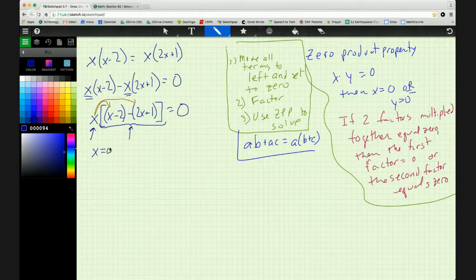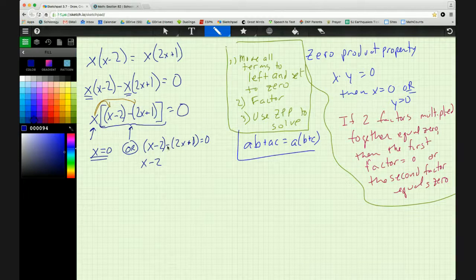x equals 0 or (x minus 2) minus (2x plus 1) equals 0. So either one of those is true. X is 0 or this is 0. So let's see here. We have x minus 2, and I've got to think of this in two ways. There are two ways to solve this.